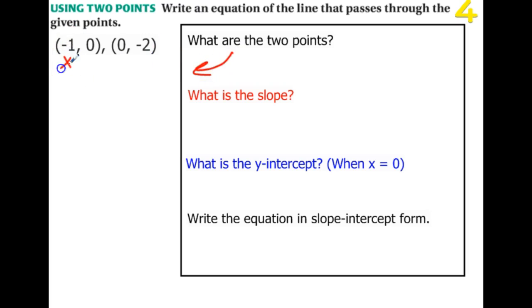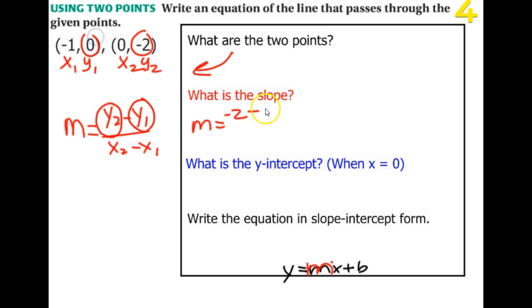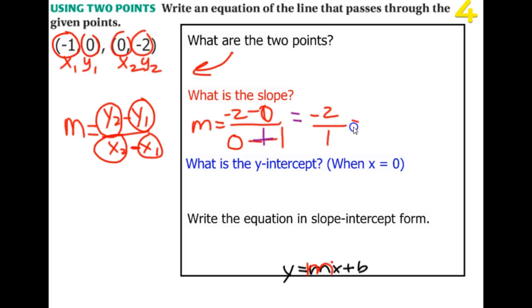First, what are the 2 points? Let's label them. x1, y1, that's my first point. x2, y2, that's my second point. And now we need to find our slope. Our goal again is to get the form y equals mx plus b. So right now, we're finding m, which is our slope. So y2 right here is negative 2 minus y1, which is 0. Oops, not 1, 0. Then on the bottom, x2 is 0 minus x1, which is also a negative 1. Those two negatives make a positive. So negative 2 minus nothing is still negative 2. 0 plus 1 is 1. So negative 2 divided by 1 is just negative 2.